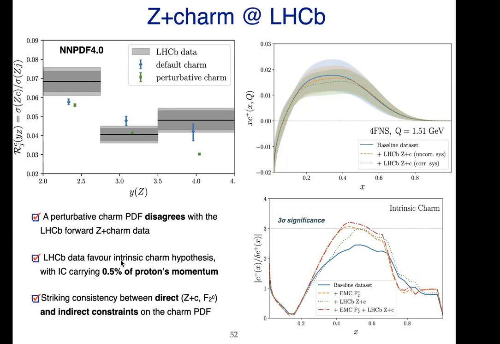So we find it very interesting that there is a striking consistency between the direct constraints on the charm PDF, such as the ones from LHCb, but also from other measurements, from F2 charm from EMC, and the indirect constraints on the charm PDF. So if you put everything together, you get a significance of around 3.1, 3.2 sigma, which in particle physics we typically call evidence for charm in the proton.